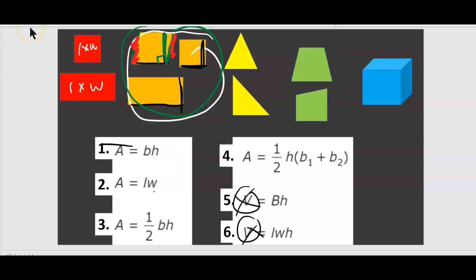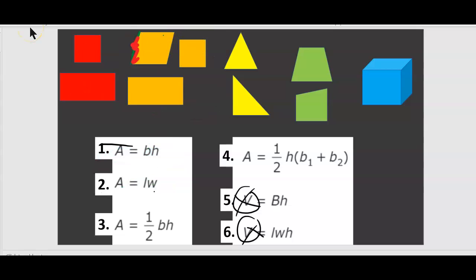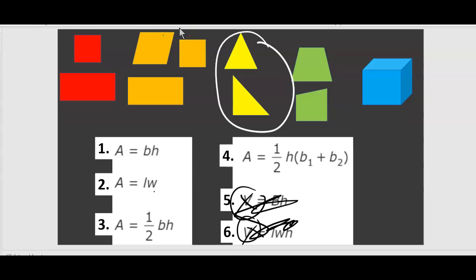Okay, let's clear the board. What's next? Triangles. Which one is for triangles? Again, it's for area of a triangle, not for volume, so we're not quite using these yet. A triangle is half of a rectangle or square. If you were to cut it out in certain ways, you would find that the white space would form the same amount of space that's yellow. So the yellow is actually still half of a square or a rectangle.